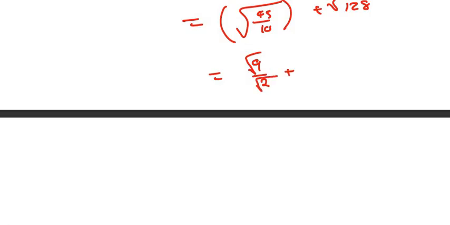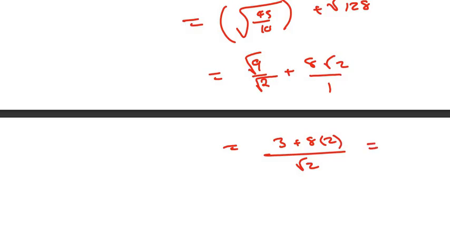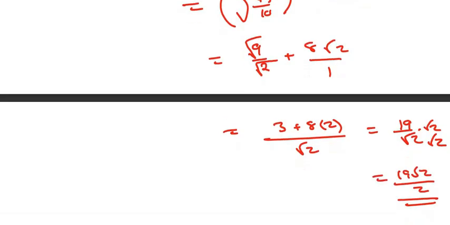Then we have plus root of 128, which is the same as 64 by 2, so this will be 8 root of 2. The common denominator is root of 2. This is just going to be a 3, plus this is going to be 8 and a 2, so we're having 16, 17, 18, 19. This is 19 over root 2. We can just multiply by root 2 and root 2. This now becomes 19 root 2 over 2. That's how you go about this on your second question there.